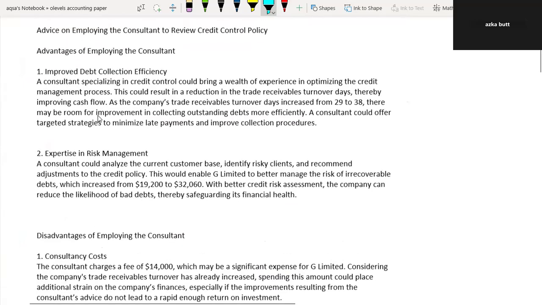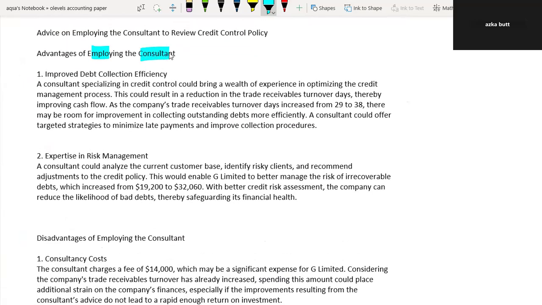The first advantage of employing the consultant is improved debt collection efficiency. A consultant specializing in credit control would bring a wealth of experience in optimizing the credit management process. This could result in a reduction in the trade receivable turnover days, thereby improving cash flow. The company's trade receivable turnover days increased from 29 to 38, as we have seen in the case study, so there may be room for improvement in collecting outstanding debts more efficiently.